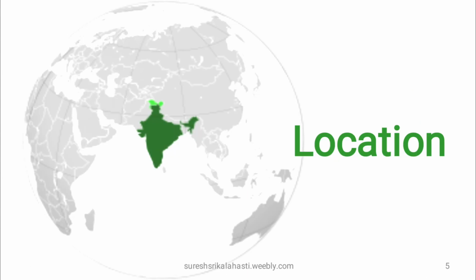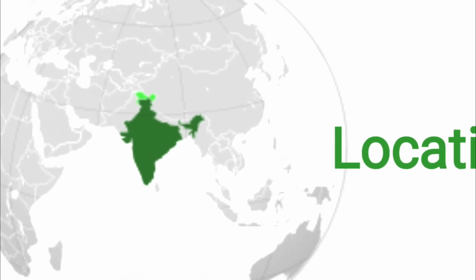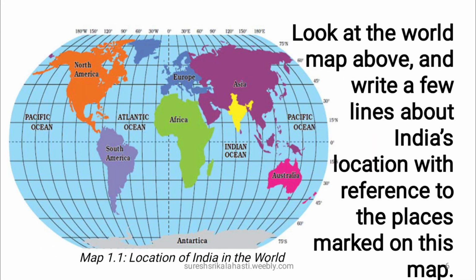This is the location of India. It lies totally in the northern hemisphere. Look at the world map above and write a few lines about India's location with reference to the places marked on this map. So India lies totally in the northern hemisphere. According to the longitudes, India is located in the eastern hemisphere. It is located on the southern side of Asia.